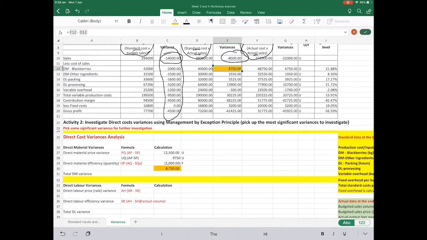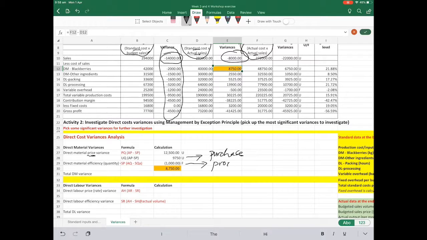Okay, so in the 8,750,000 variance, the majority of that is caused by the direct material price variance. And because this is the price, it's relating to the purchase phase. And the efficiency is relating to production. So as a management accountant, you just simply say that this figure is caused by the majority by the purchase price. The boss will need to talk to the purchase managers to understand why the problem has incurred.